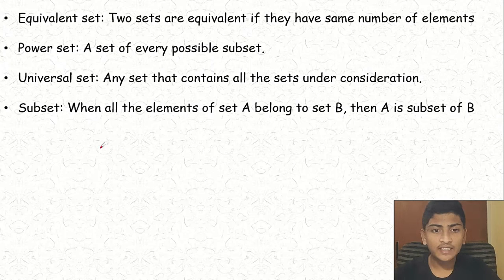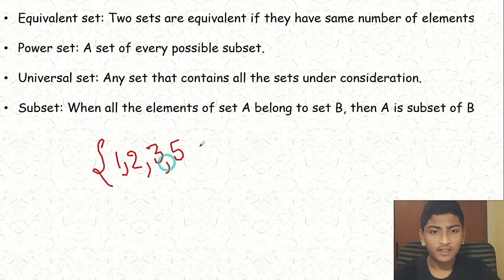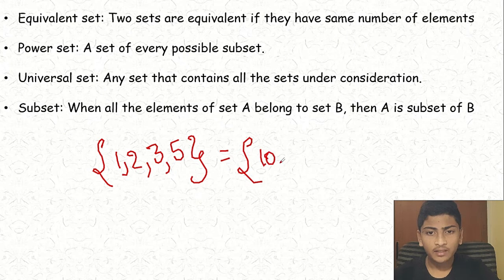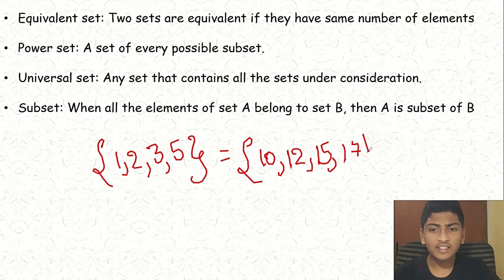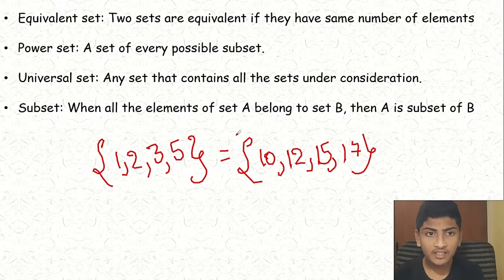Here we can take an example: 1, 2, 3, 4, 5 is one set, and another set may be like 10, 12, 15, 17. This is another set. It is different, but both have the same number of elements. So this is an equivalent set. If this set also has 1, 2, 3, 5, then this is an equal set. Please don't get confused: if there are the same number of elements, then it is an equivalent set. If it has the same elements, then it is an equal set.